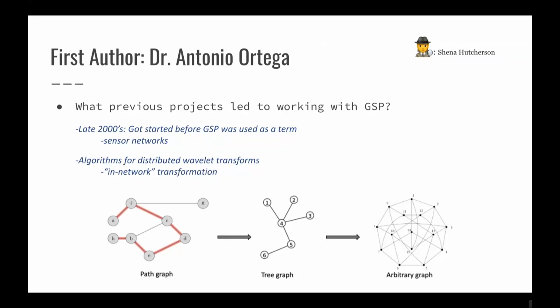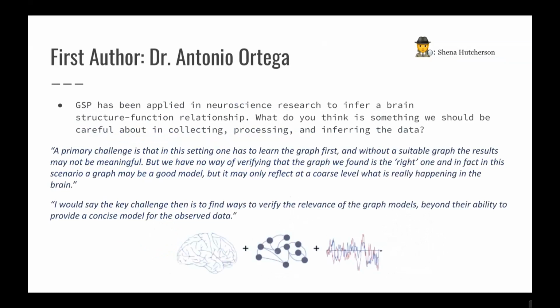And then soon they found themselves exploring applications that had nothing to do with sensor networks, such as those that you might have read about in the applications part of the paper. And that brings me to my next question, because in the context of neuroscience research, which I think most of us are probably here for, we can use graph signal processing to infer a brain structure function relationship.